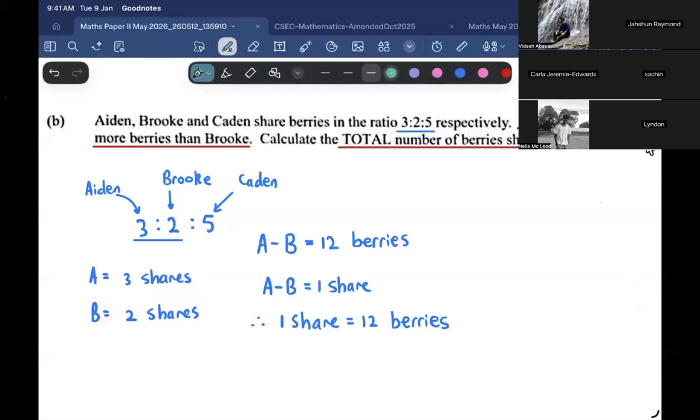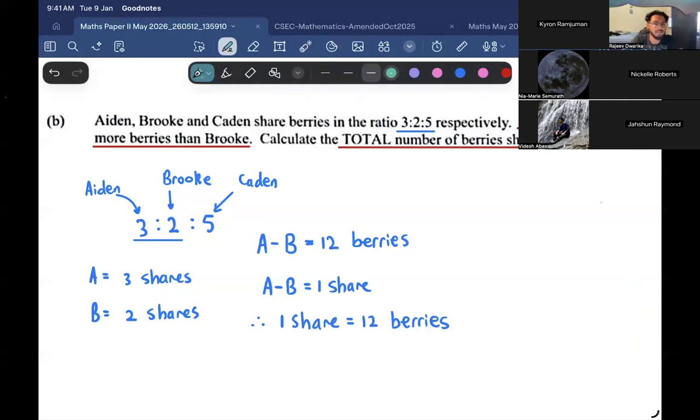Neela, let me know if you fully understand. Yes, sir. All right. Nickel, you okay? Yes, sir. Vidish, Chiron, Jashon, let me know if you're okay. Yes. All right. So Chiron, just to make sure I fully understand, tell me again, how would I find the total number?